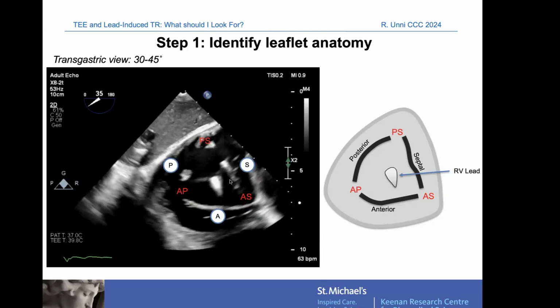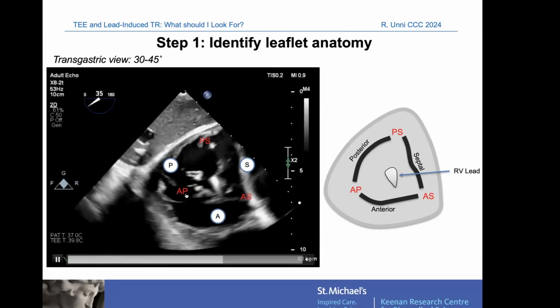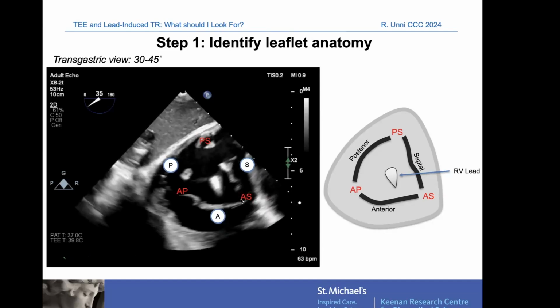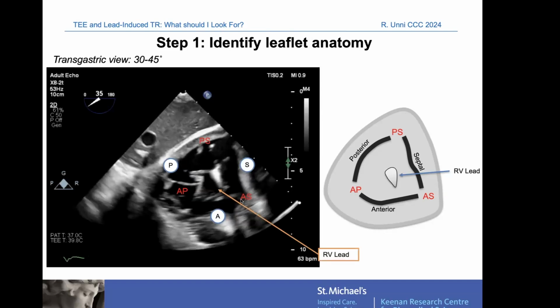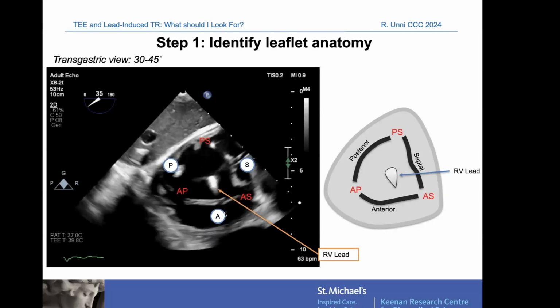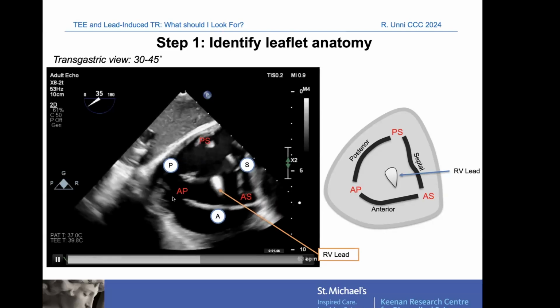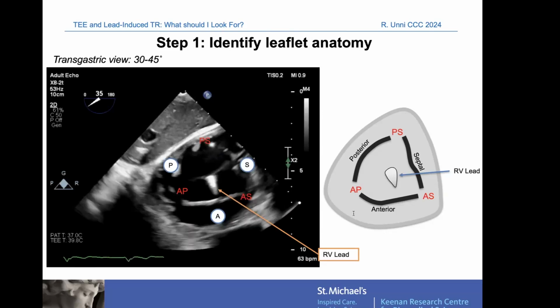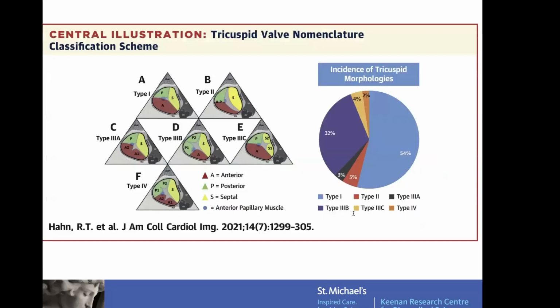The next thing is you identify the commissures. So you have the anteroposterior commissure, the posteroseptal commissure, the anteroseptal commissure here, and then you identify the lead, obviously, which you can see in the middle there, bouncing, with some associated ring or reverberation artifact. Now, as we all know, this is from the seminal paper by Hahn et al.